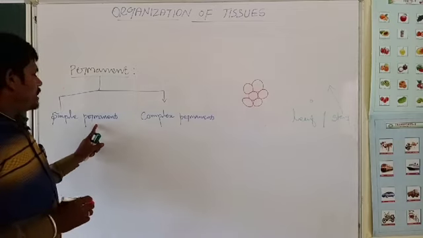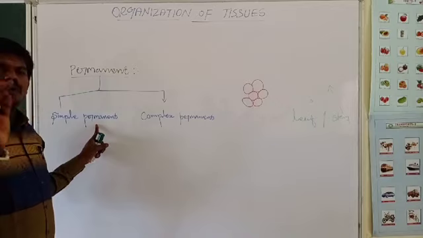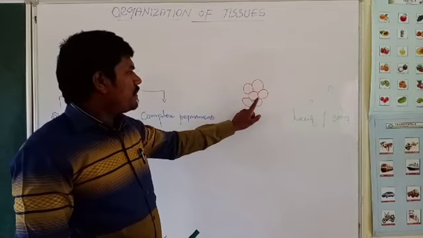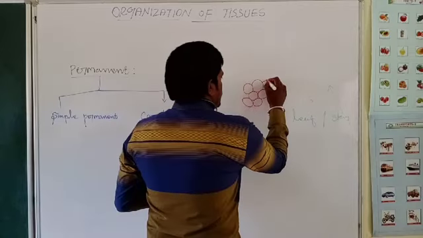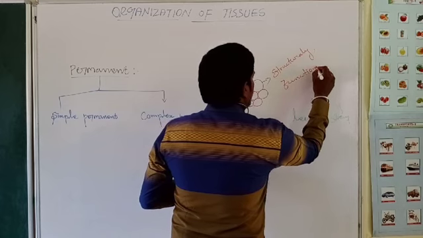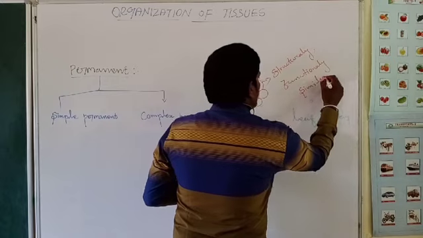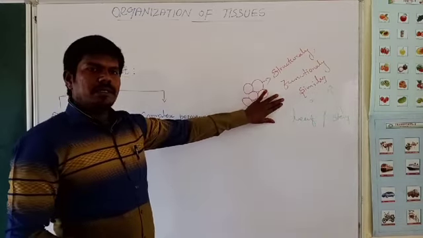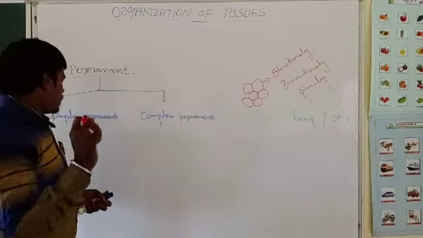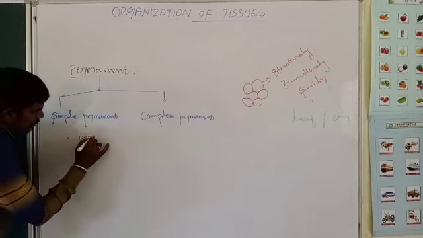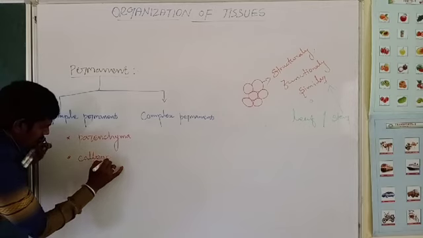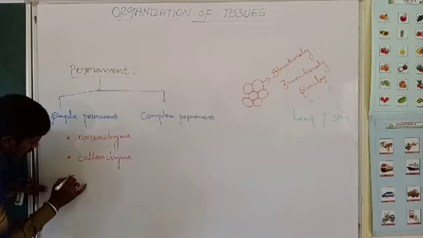Simple permanent tissues in plants are present as homogeneous tissues, meaning the same size. All the cells are involved in a similar function. They are structurally and functionally similar. A group of cells like that is classified under simple permanent tissue. This simple permanent tissue is classified mainly into three types. The first one is parenchyma, the second is collenchyma, and the third is sclerenchyma.